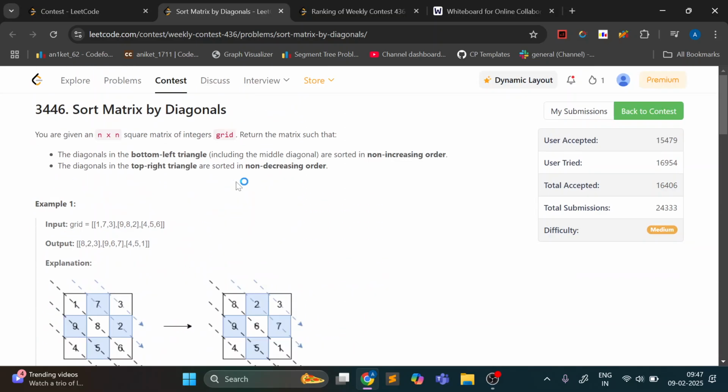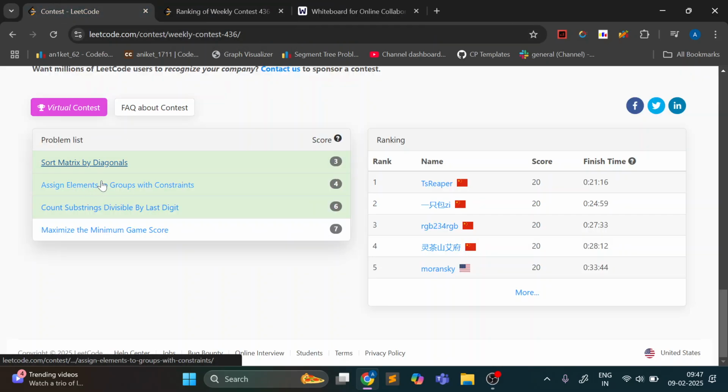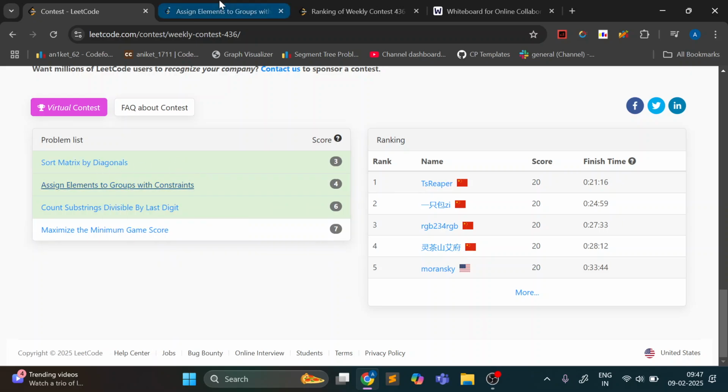So this was the first problem, pretty simple. Most of the first problems are either brute force or implementation.